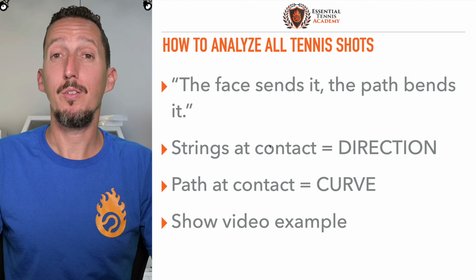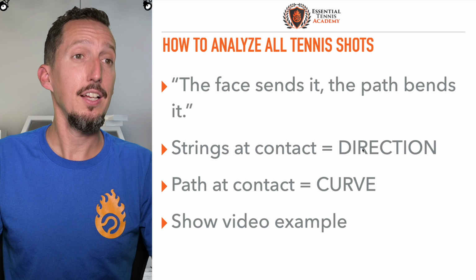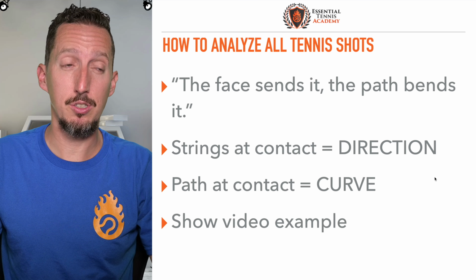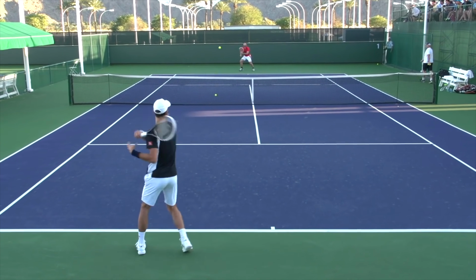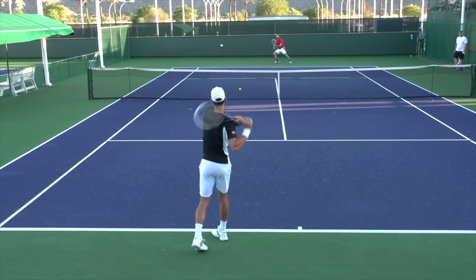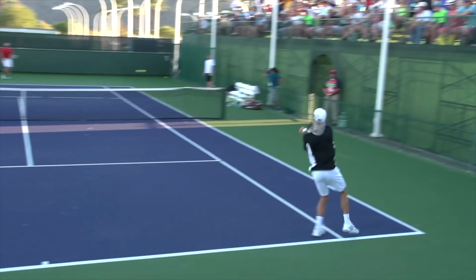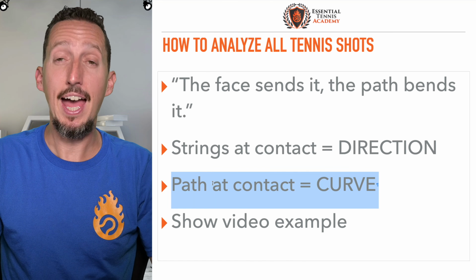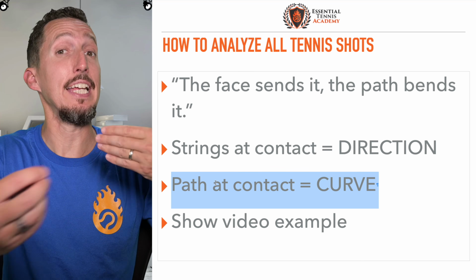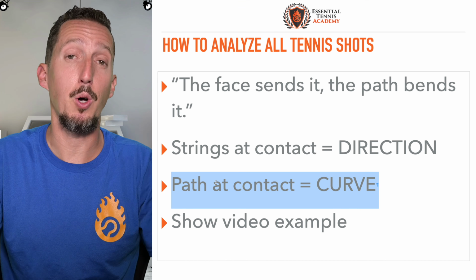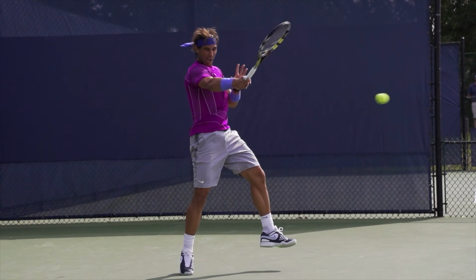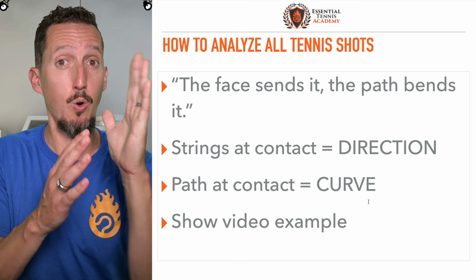What that means is that wherever the strings are facing at contact, that's the direction the ball is going to travel. And the ball, by the way, is only on the strings for about 4/1000ths of a second. Tiny, tiny, tiny split second. It's like a fraction of the blink of an eye. Wherever your strings are facing, that's the direction the ball is going to go. Meanwhile, the path the racket is traveling at the instant the ball touches the strings gives the ball spin or curve. And so it's combining those two that we can actually work our way back and figure out, okay, what do I adjust here?